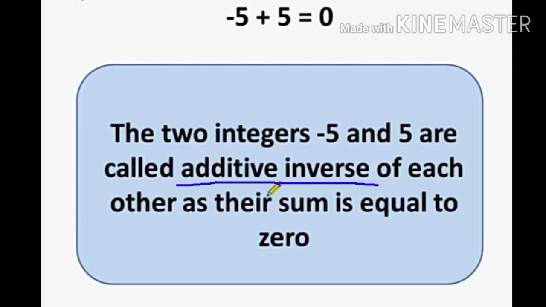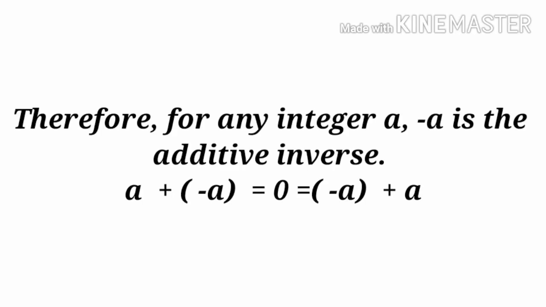For example, minus 5 plus 5 equal to 0. This property of integers is named as additive inverse. Here, minus 5 is the additive inverse of plus 5 because their sum is 0. Therefore, for any integer a, minus a is the additive inverse. That is, a plus minus a is equal to 0 is equal to minus a plus a.